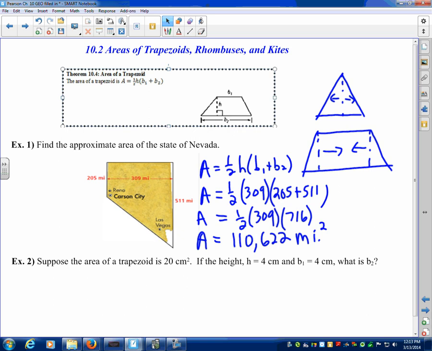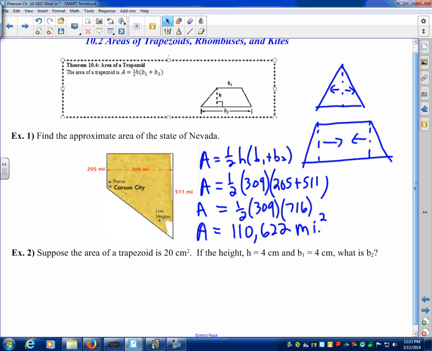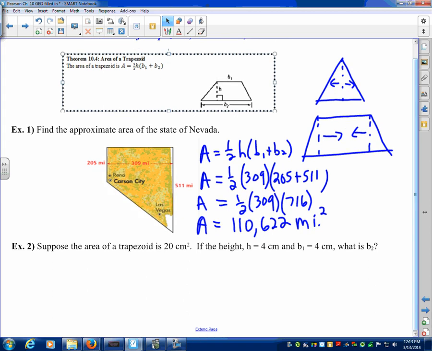So 110,622 square miles. You should write that down. Now, example 2.